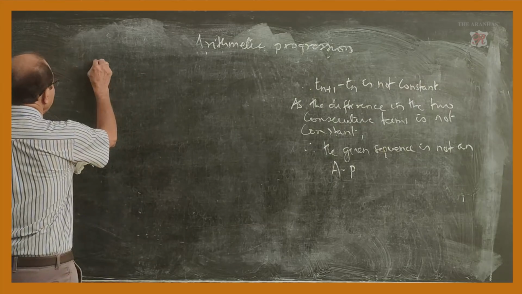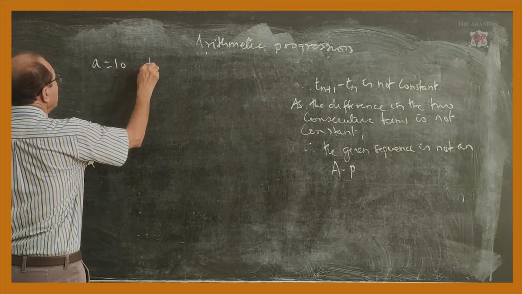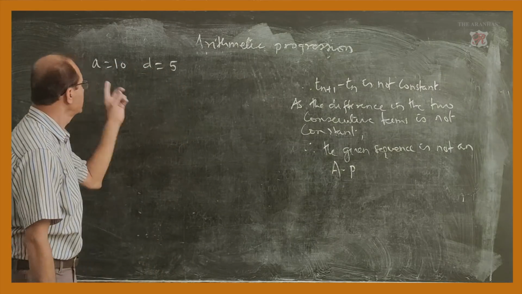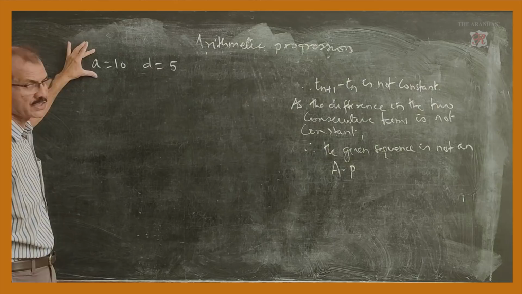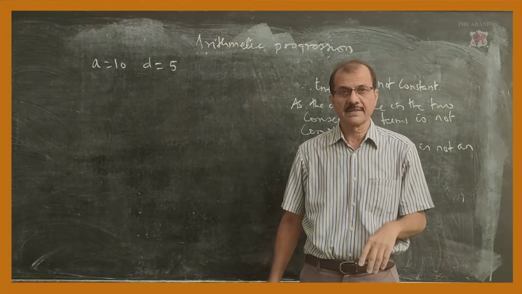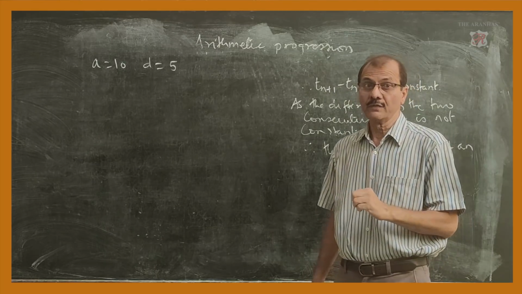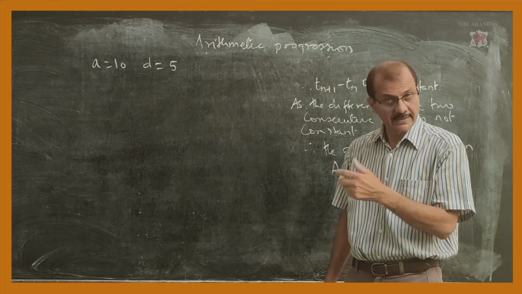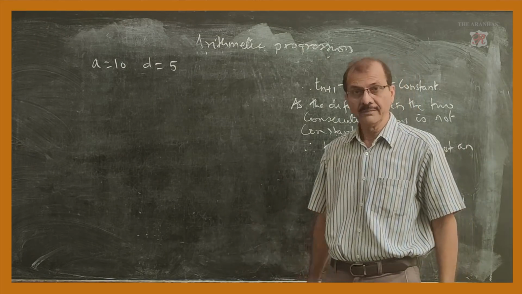A is 10, D is 5. Now all of you know what A and D are. A is the first term of the sequence and D is the common difference. You are asked to form a sequence. A is given. Now how to form the sequence?